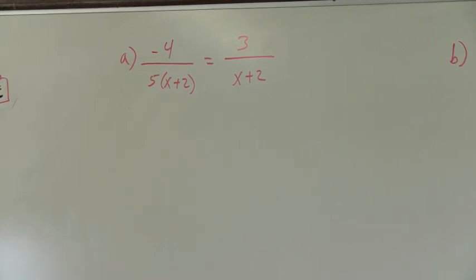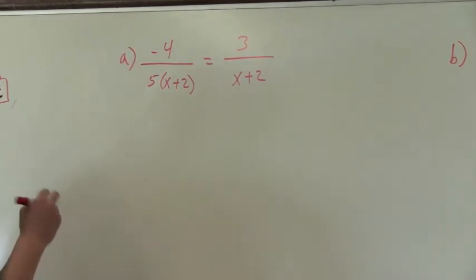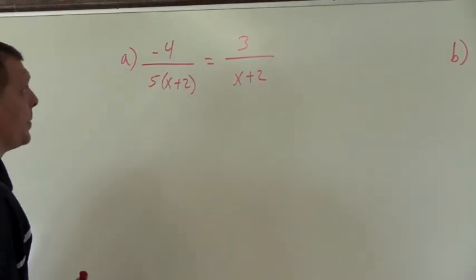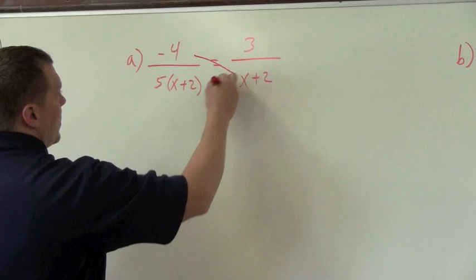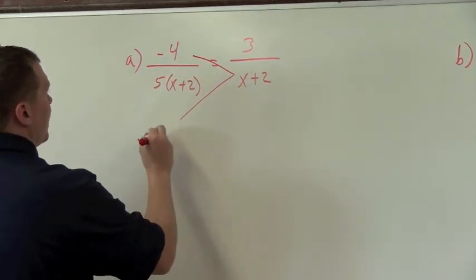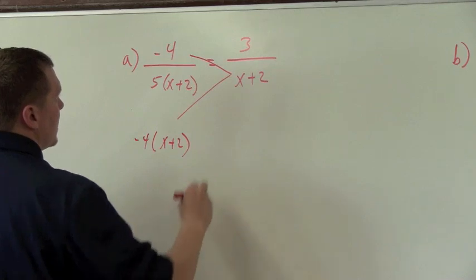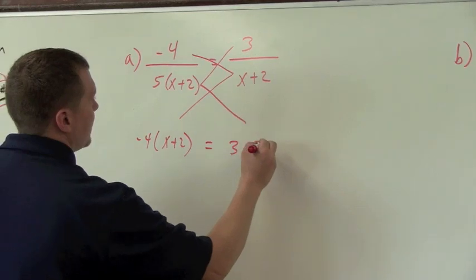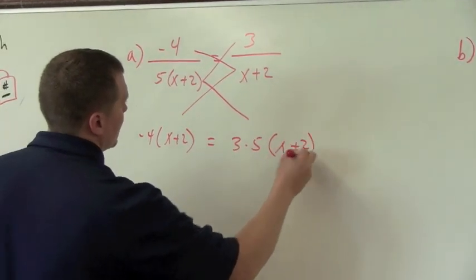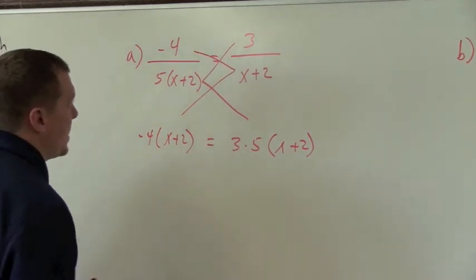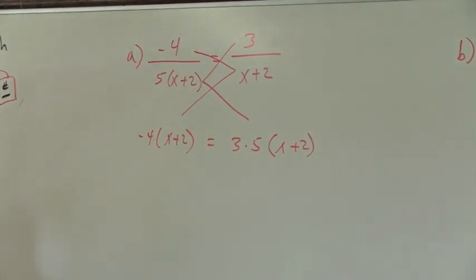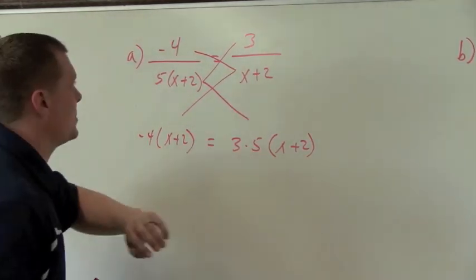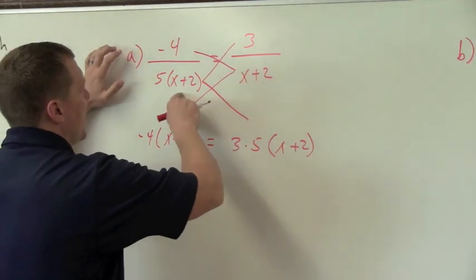So what we want to do from here is, since this is equal to this, set it up as a proportion and cross multiply. That would be -4 times x plus 2, and on the other side, 3 times 5 times the quantity x plus 2. We do that because it's set up as a fraction equals a fraction, which is a proportion.